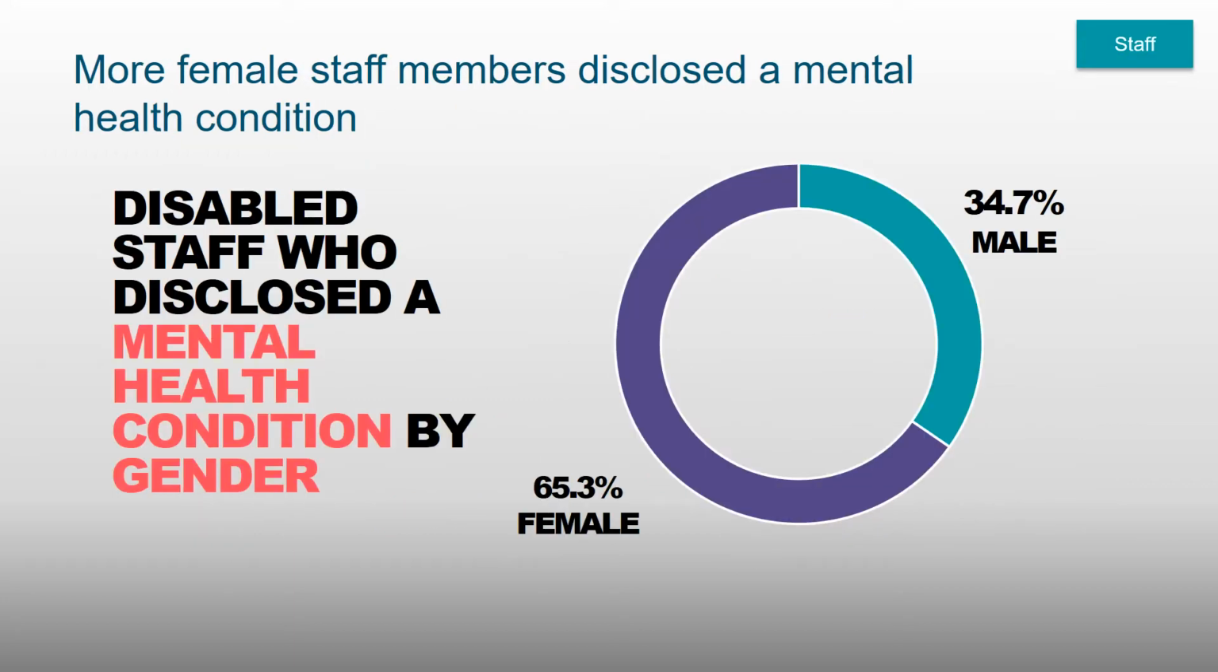Nearly twice as many female academic staff members disclose a mental health condition as male academics, with 65.3% of female academics disclosing one, compared to 34.7% of male academics. This is an example of how an intersectional approach might shed light on disability issues.